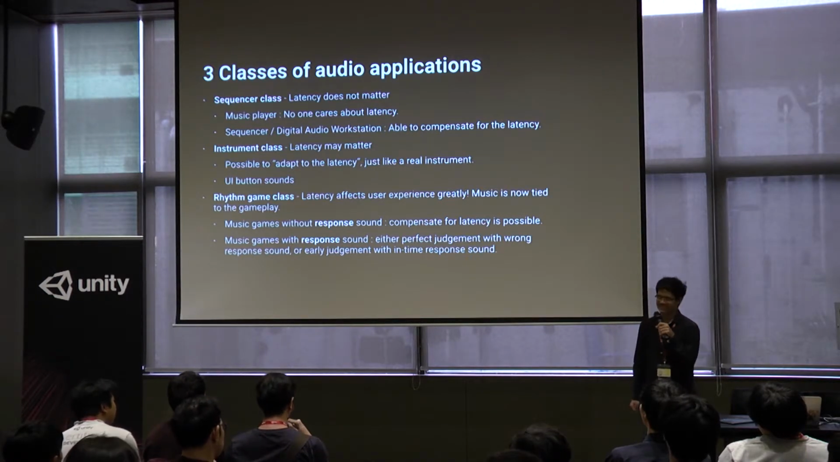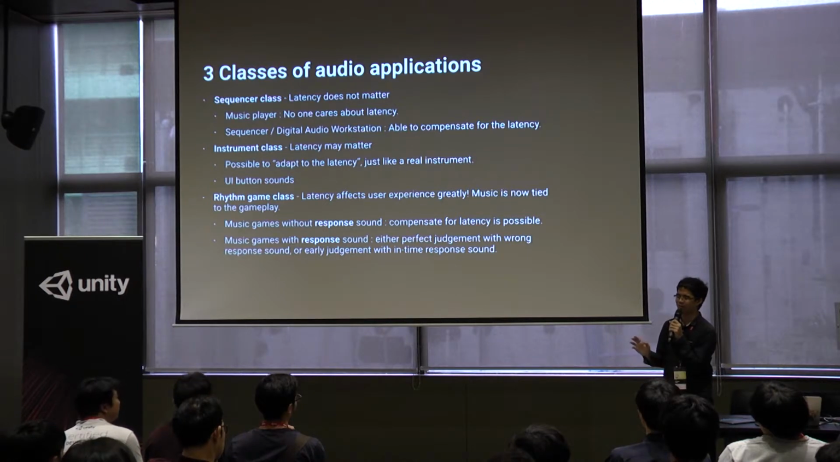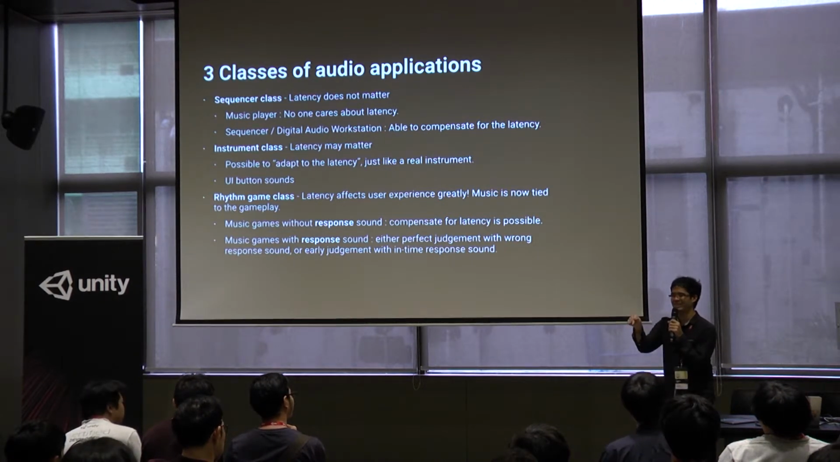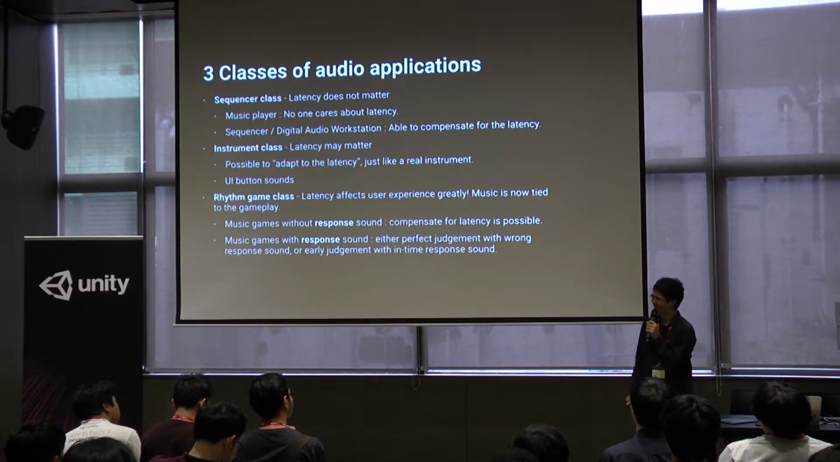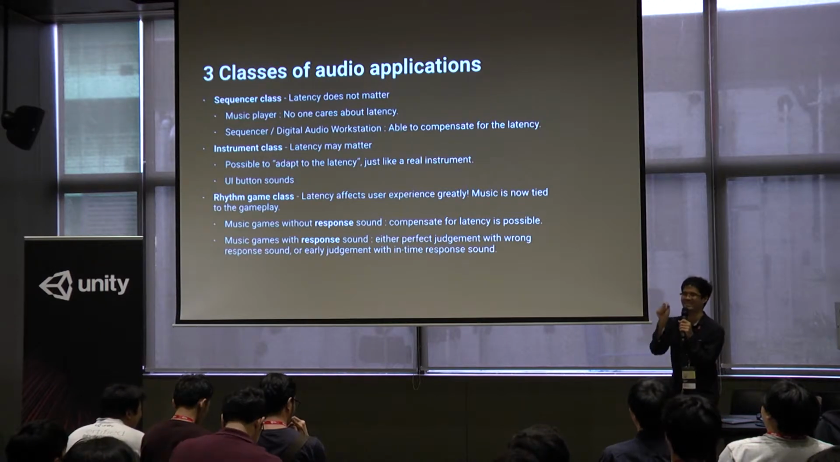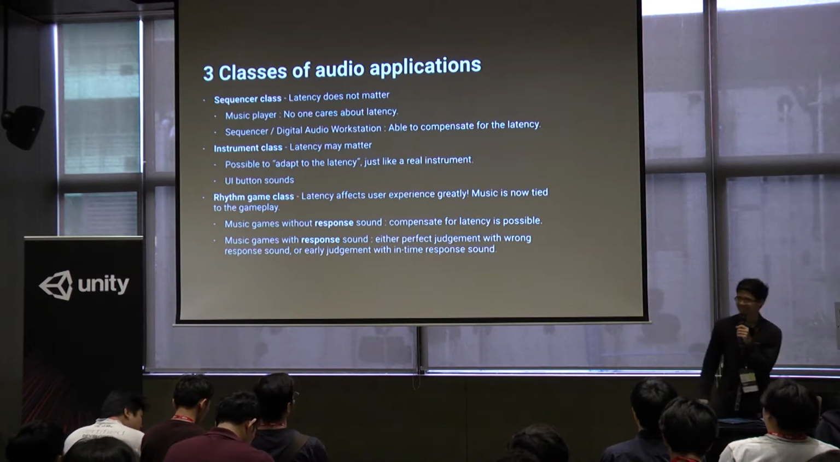So the game can compensate the track to move later in time, but still the feedback sound will be in error because it has to wait for your input. You cannot predict that the feedback sound has to play earlier than you press the screen, unless you are a magician, or maybe you use a neural network to predict that the player will press, then you can play early. But I don't believe you can do that.